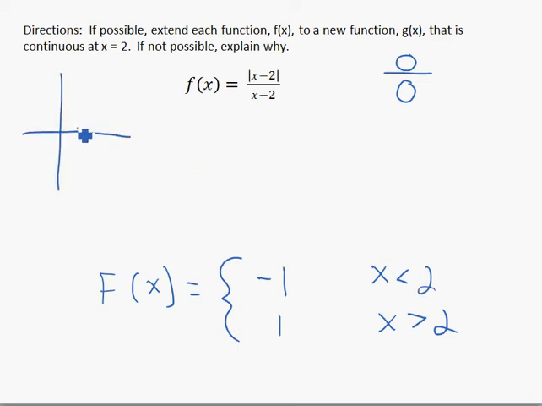So this is what this function looks like. It goes from negative 1 to positive 1. This is negative 1 down here. Okay? So you can't just plug in one point. There's not a hole there. The only kind of function we can really extend is if there's just a hole.